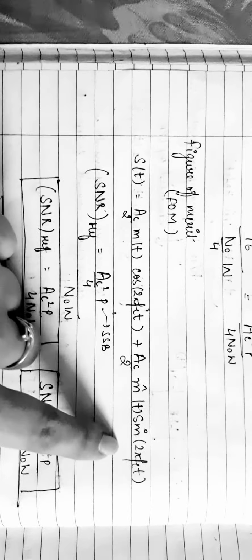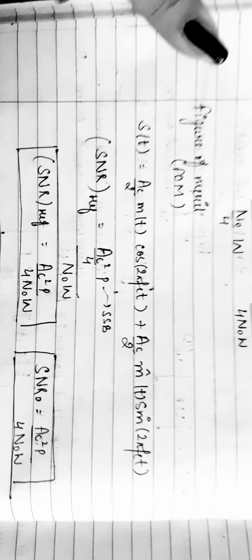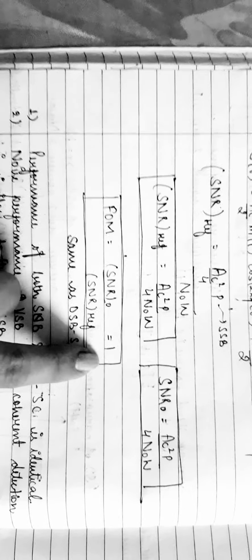So for SNR reference, we know that s(t) is equal to A_c/2 m(t) into cos 2πf_ct plus A_c/2 m^(t) into sin 2πf_ct. Now your SNR reference will be equal to A_c² P upon 4 N0 W. And we have already calculated the SNR output, that is A_c² P upon 4 N0 W. So from here we can calculate the figure of merit, that is equal to your SNR output upon your SNR reference. So when we put the values of both, we'll get it is equal to unity.